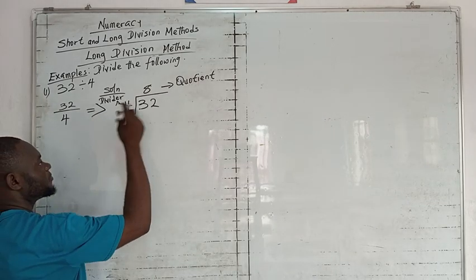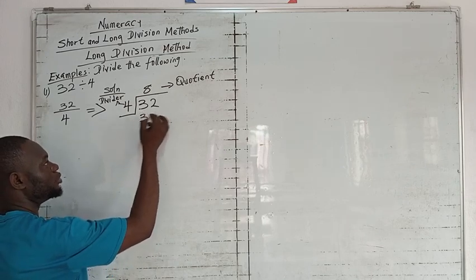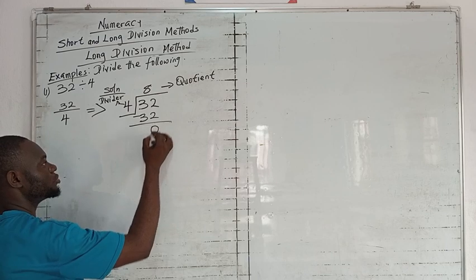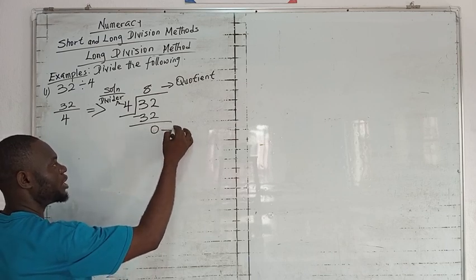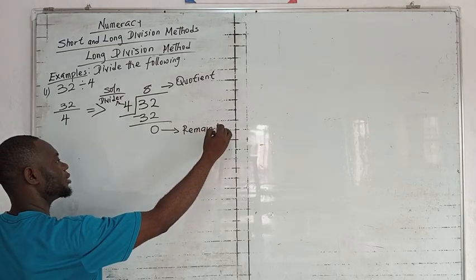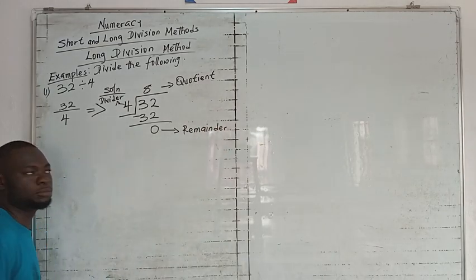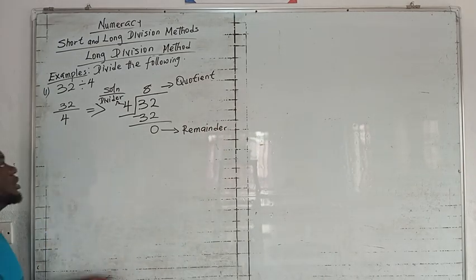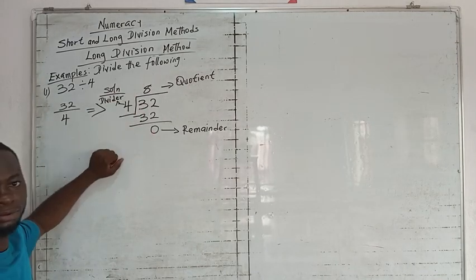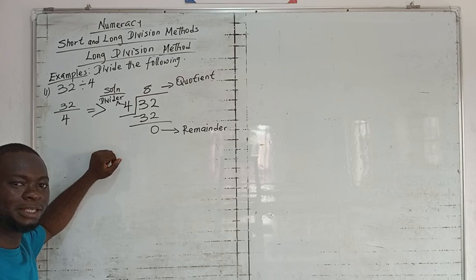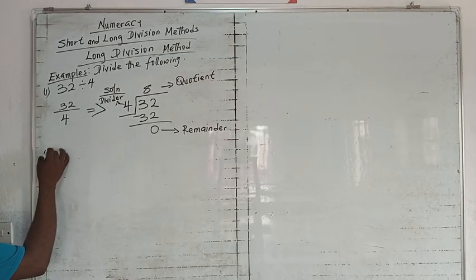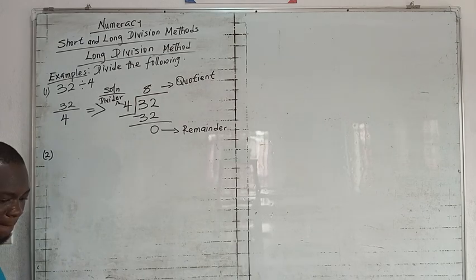Now, 8 times 4, 32. We subtract from here. 32 minus 32, 0. Now, here is always our remainder. Okay? So you can see that 32 divided by 4 is 8 remainder 0. Alright? Let's look at this example number 2.